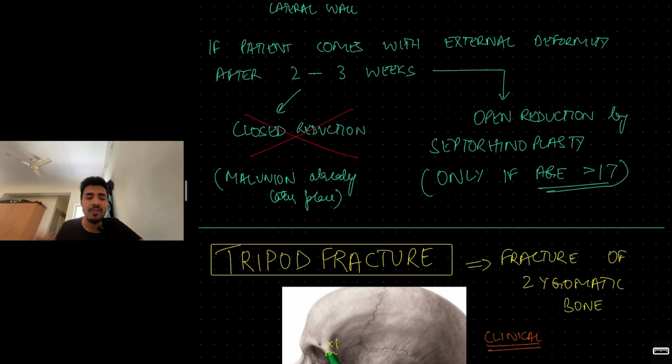So because of that, let's say a child comes to you with external deformity after 3 weeks of trauma. Then will you go for open reduction? No. You will ask the child to wait until he or she turns 17 years old and then go for open reduction by septorhinoplasty for cosmetic value, of course. This is about nasal bone fracture, most common.